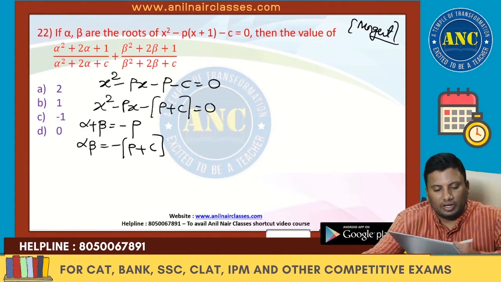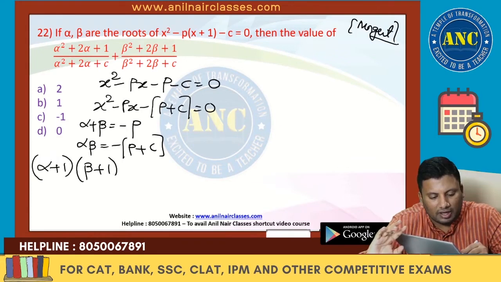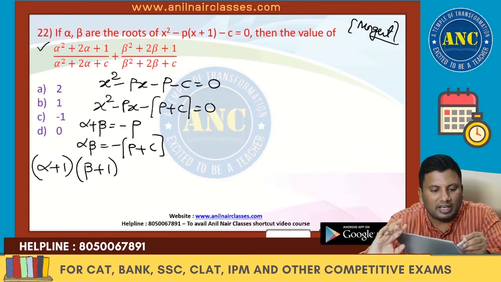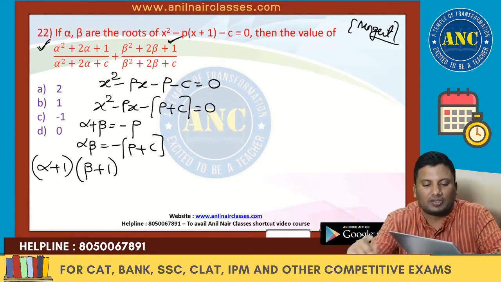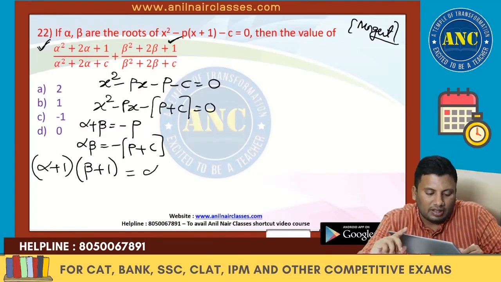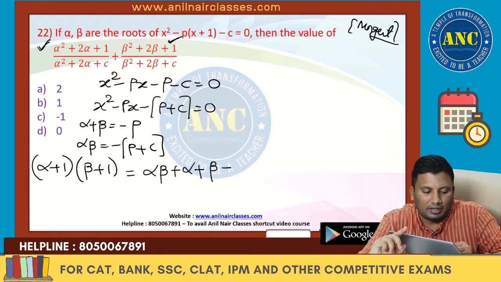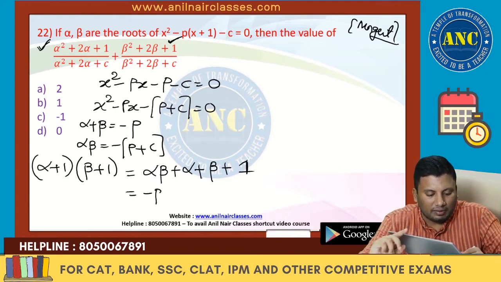Now I will tell you why I am doing (alpha + 1)(beta + 1). Because I am seeing here (alpha + 1) whole squared and (beta + 1) whole squared. (Alpha + 1) into (beta + 1) is alpha beta plus alpha plus beta plus 1. Alpha beta is nothing but -(p + c).